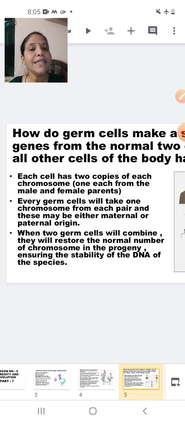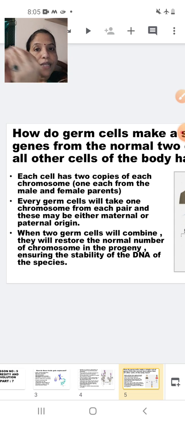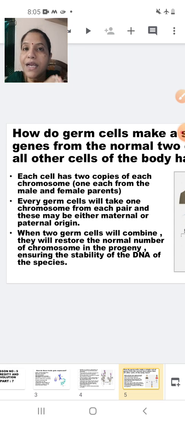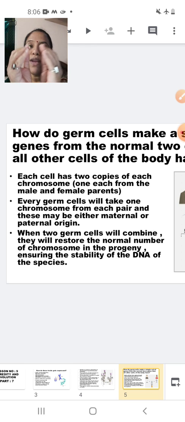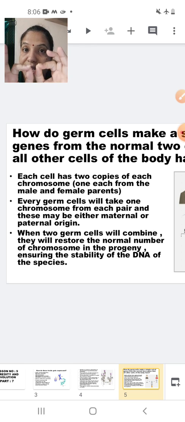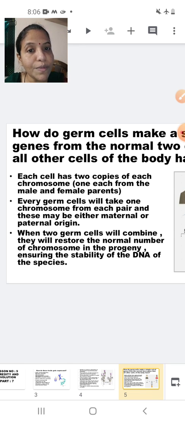Now let's do the reading part. Each cell has 2 copies of each chromosome, one each from the male and the female parent. As I told you, 23 coming from the sperm and 23 coming from the ovum, and both of them will unite, so that will result in 23 pairs, that will be 46 chromosomes. Every germ cell will take 1 chromosome from each pair, and this may be either of maternal or paternal origin. When 2 germ cells combine, they will restore the normal number of chromosomes in the progeny, ensuring the stability of DNA of the species.